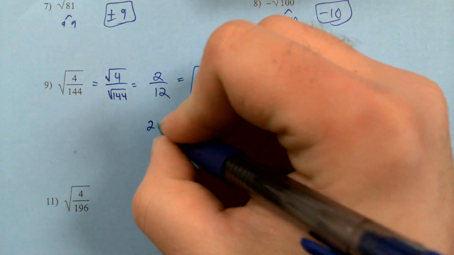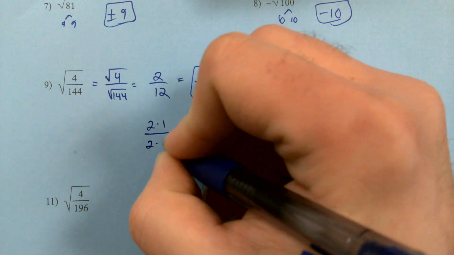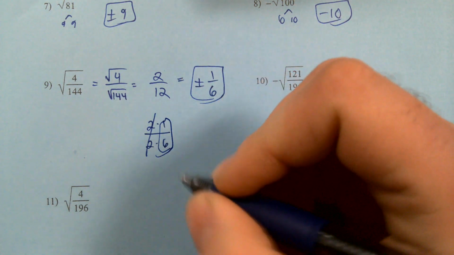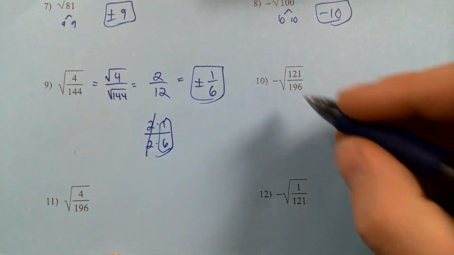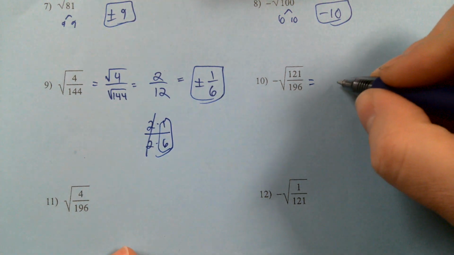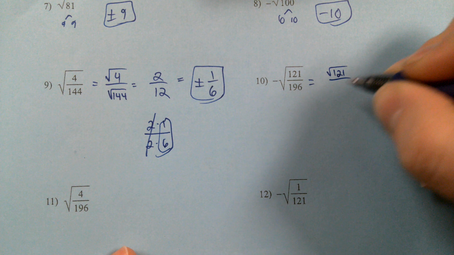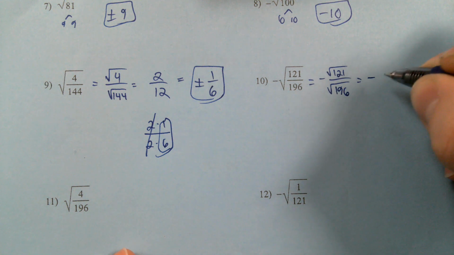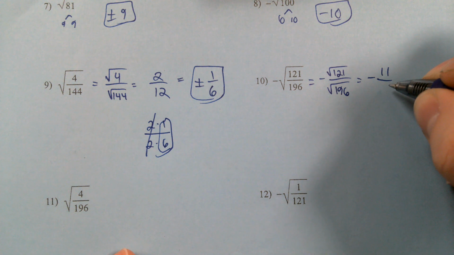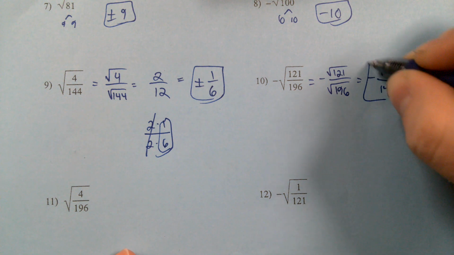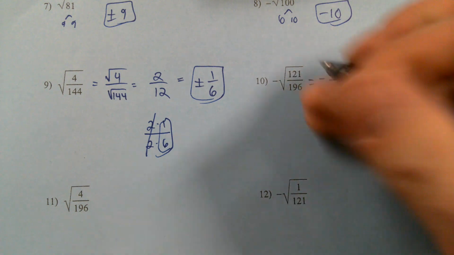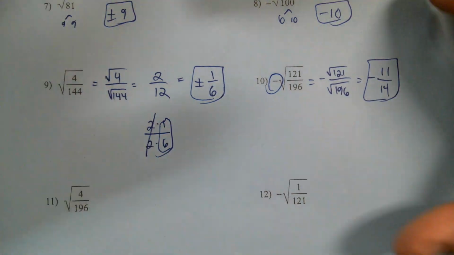Right? 2 is 2 times 1. 12 is 2 times 6. Cancel out the 2's, and we're left with 1/6. Over here, same thing. We're going to split it up. Root 121 over root 196 gives us, what, 11 over 14? Can't simplify that anymore, so we'll leave it how it is. And we have a negative in front again, so there's no need for a plus or minus sign.